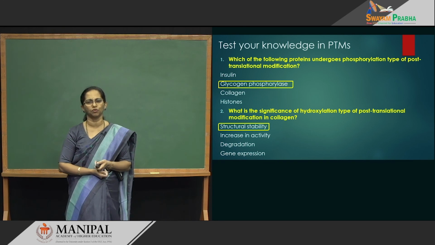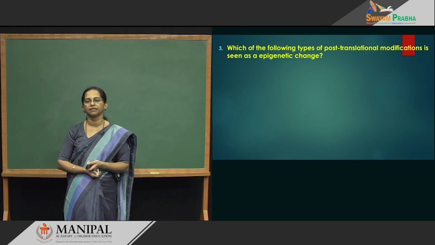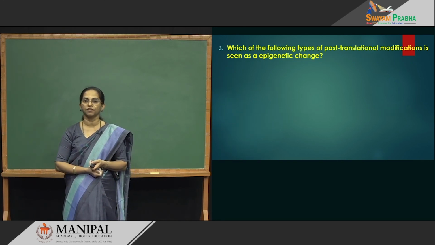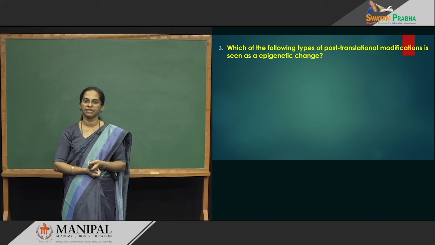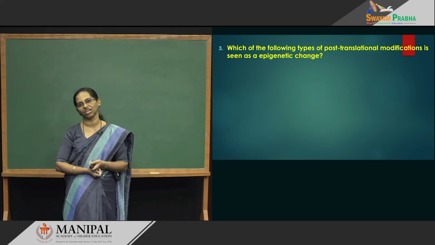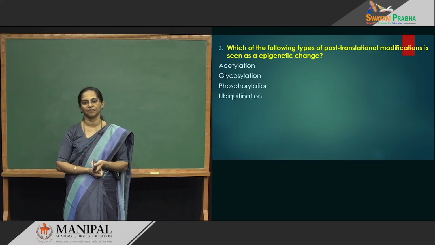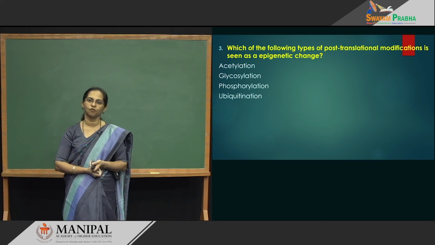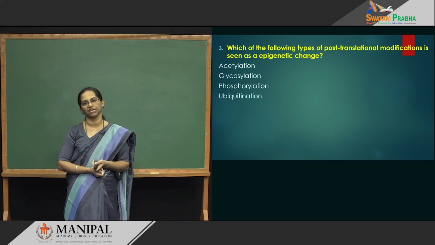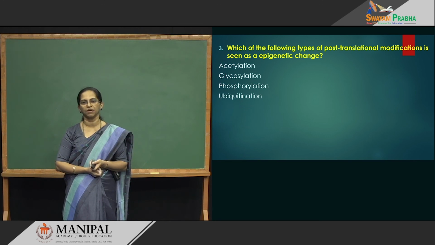Let me give you two more questions. Third question, which of the following PTMs is seen as an epigenetic change on proteins in the nucleus? Acetylation, glycosylation, phosphorylation or ubiquitination? If you remember, I told you about histones. So, it has to be acetylation.